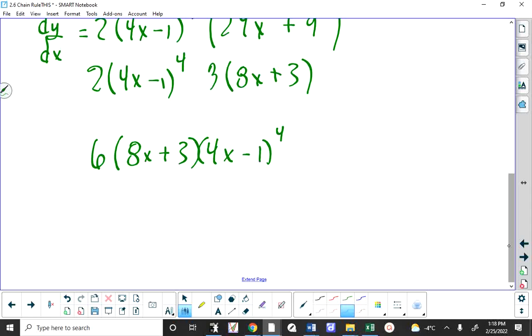And again, the order in which you write these three things really doesn't matter. But that's probably how it would be written.